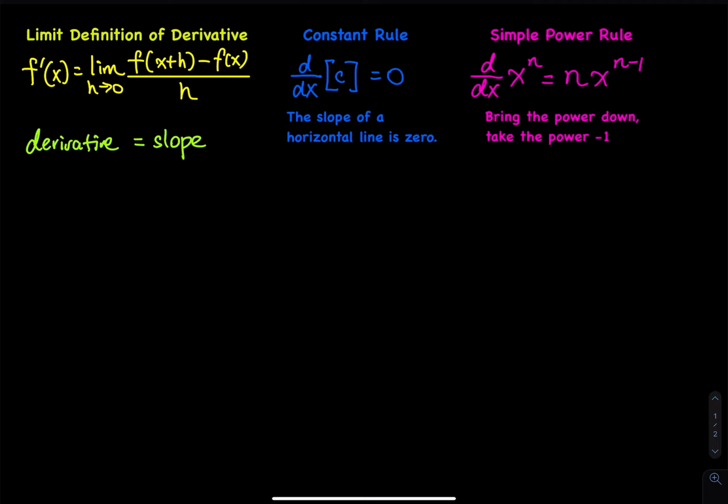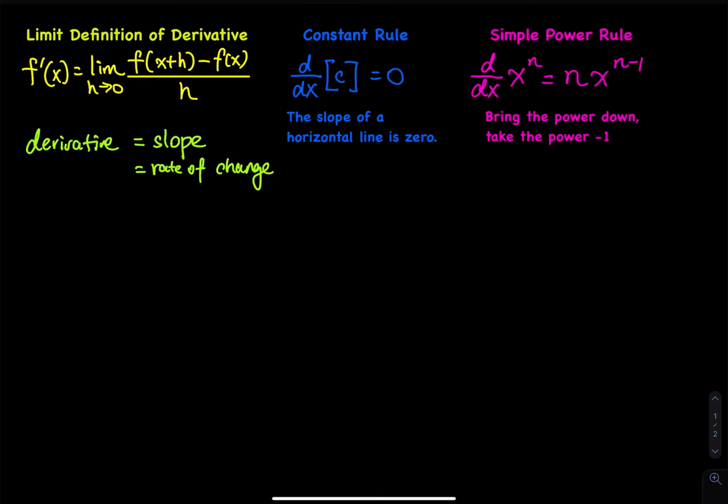What if you see the word derivative in an application problem? In an application problem, derivative means rate of change, which means how things change with respect to a variable. So that is rate of change.